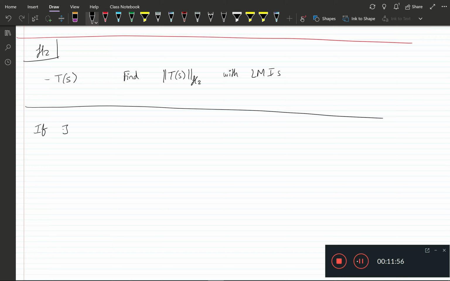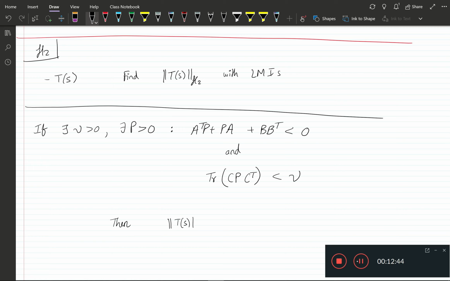If there exists a nu positive and a positive definite matrix P such that A^T P plus P A plus P B transposed is negative definite, and the trace of C P C transposed is less than nu, then we have that the H2 norm squared is less than nu.